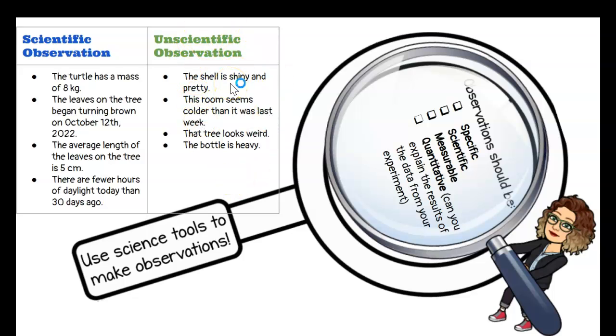The shell is shiny and pretty. That's an opinion. This room seems colder than it was last week. Okay, that's an opinion too. The tree looks weird. Opinion. The bottle is heavy. Opinion. You have to prove that. If you said the bottle weighed 1 pound, that's a fact, but not it's heavy or pretty or colder or shiny or weird. Those are unscientific observations.